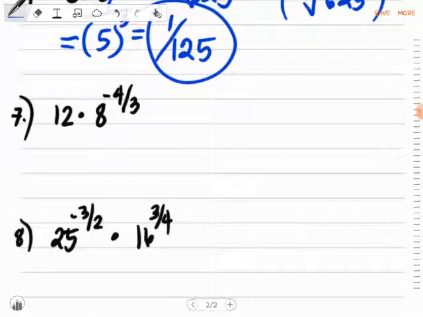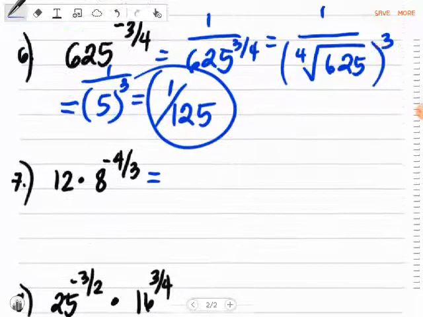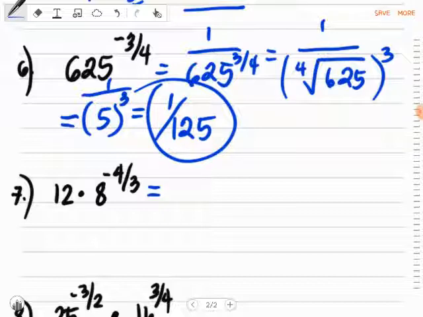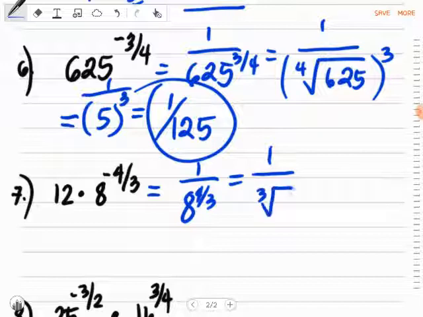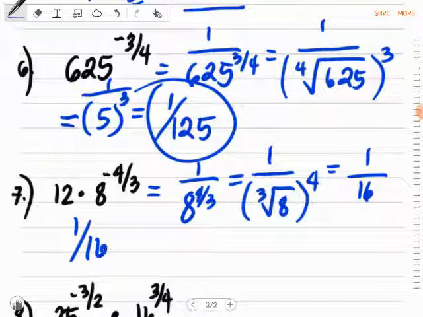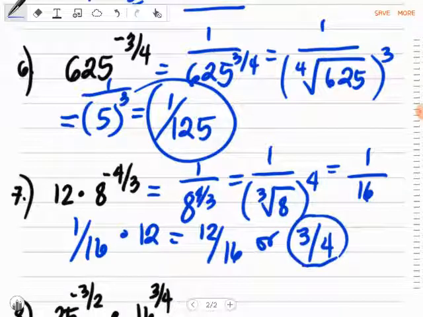And finally, number 7 and 8. So we will find first this number with negative exponent. So we have 1 over 8 raised to 4 over 3. Para maging positive, ibaba mo. And that's equal to 1 over cube root of 8, I think, raised to 4. That's equal to 1 over 16, right? Tama ba? What is the cube root of 8? That's 2. 2 raised to 4 is 16. So we have 1 over 16 times 12. That's equal to 12 over 16, right? And then simplify by 4. So that is 3/4. 3/4 is the answer for number 7.